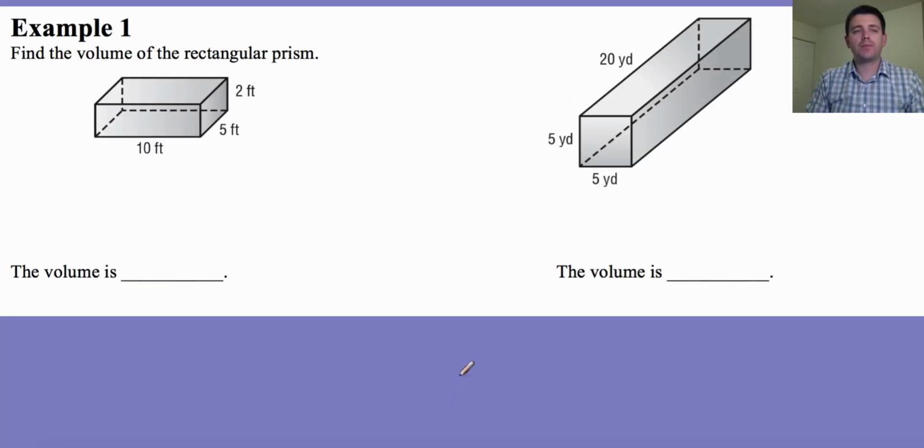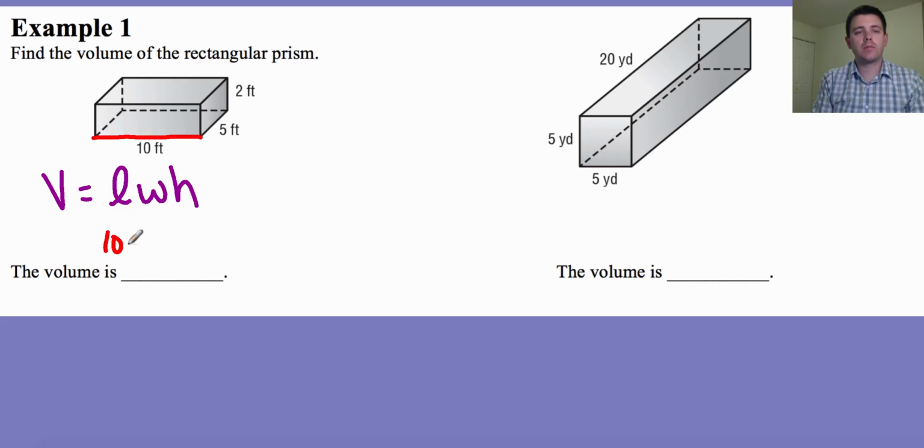So let's try a couple. Find the volume of each of these. So volume is simply equal to length times width times height. So we need to multiply together our measurements. So my length is 10, my width is 5, and my height is 2. Nice, quick, simple calculation. 10 times 5 is 50, times 2 is 100. Since I'm dealing in feet, it's feet cubed, because I multiply together 3 units, 3 measurements.